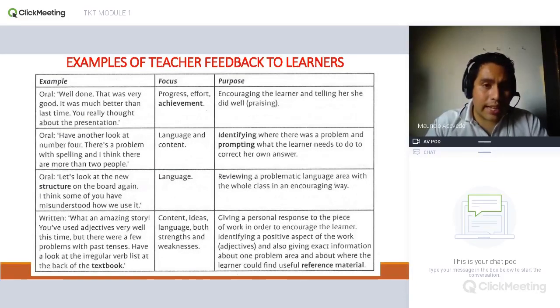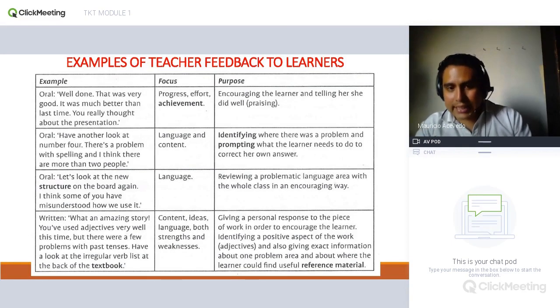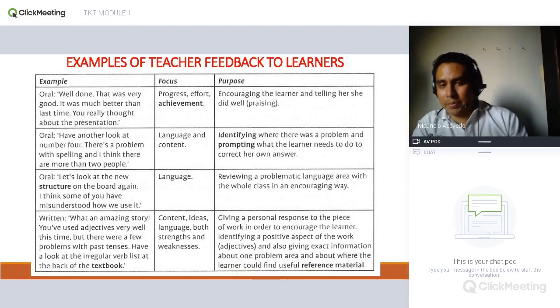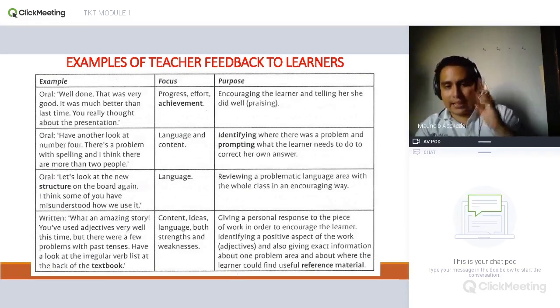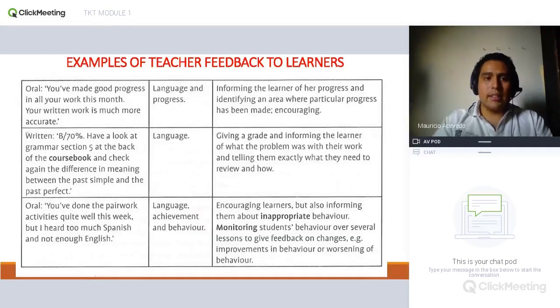The purpose of this kind of feedback is giving a personal response to the piece of work in order to encourage the learner, identifying a positive aspect of the work, which is the adjectives, and also giving exact information about one problem area and about where the learner could find useful reference material. So as you can see, it has three things. Basically, encourage something positive, but at the same time say something that he needs to be working on, and give a reference material, some extra material which the student can look at.